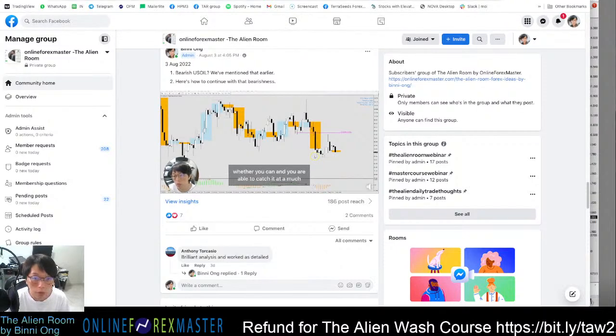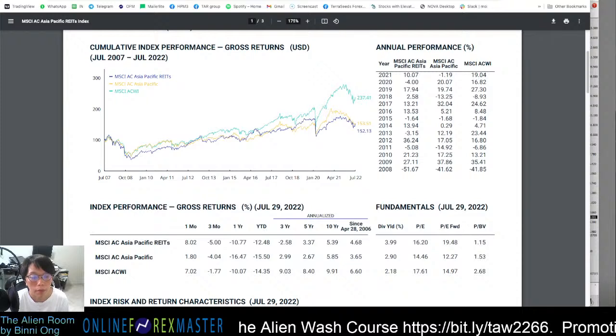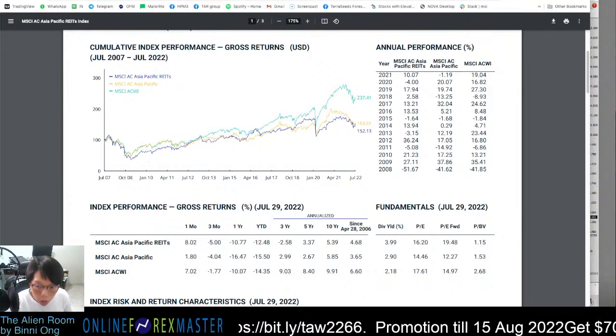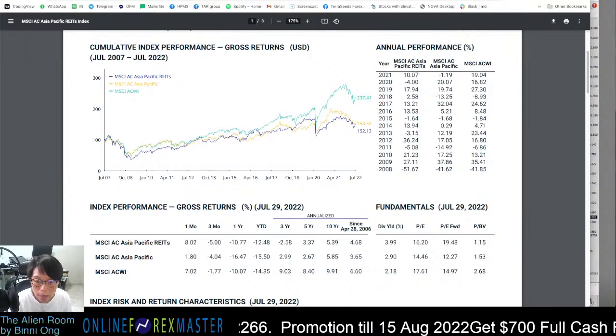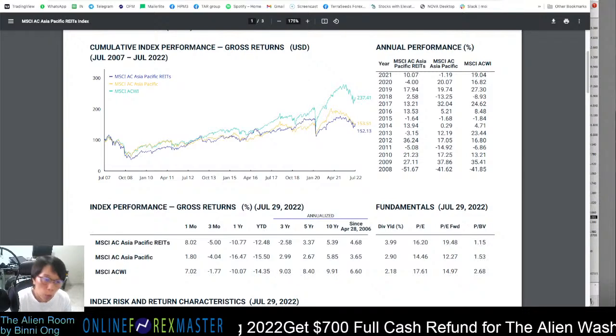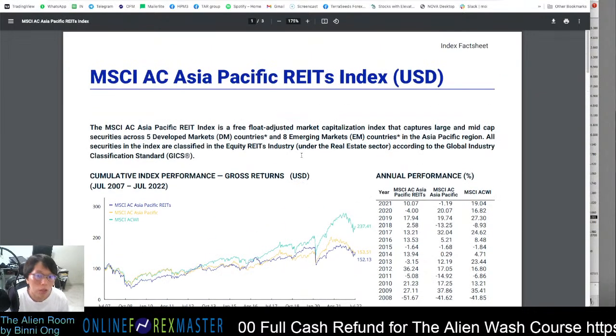Okay, now the next one I want to have a look at is REITs. Why? Because today we are talking about interest rates. REITs are sensitive to interest rates, right? So we've seen the REITs actually going down.